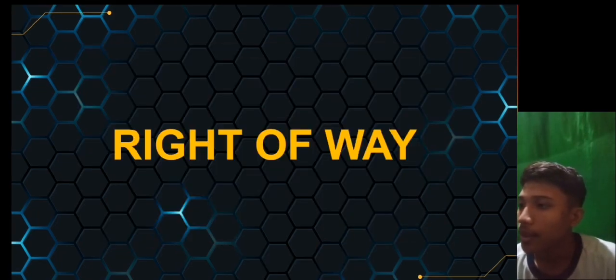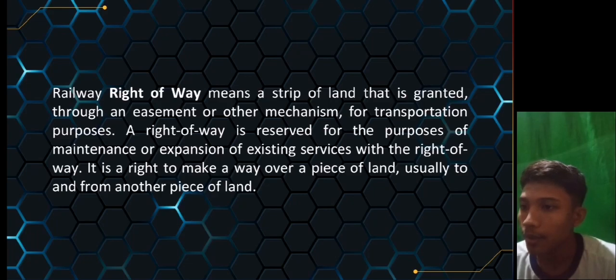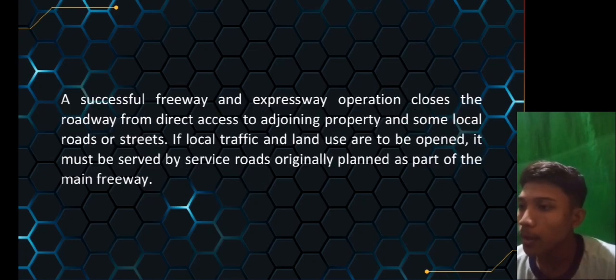Right of way. Railway right of way means a strip of land that is granted through an easement or other mechanism for transportation purposes. A right of way is reserved for the purposes of maintenance or expansion of existing services. With the right of way, it is a right to make a way over a piece of land, usually to and from another piece of land. A successful freeway and expressway operation closes the roadway from direct access to adjoining property and some local roads or streets. If local traffic and land use are to be opened, it must be served by service roads originally planned as part of the main freeway.